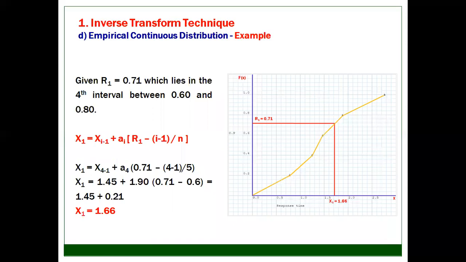If you want to do it manually, the random number 0.71 lies between 0.6 and 0.8, which is the fourth interval: first interval, second interval, third interval, fourth interval. So i becomes 4. Are you understanding? So x1 will be x_(i-1) plus a_i times (r1 minus (i-1)/n) according to the formula. Here i has become 4. Just substitute the values, and when you calculate, you will get 1.66.